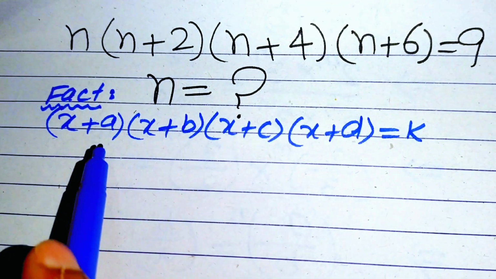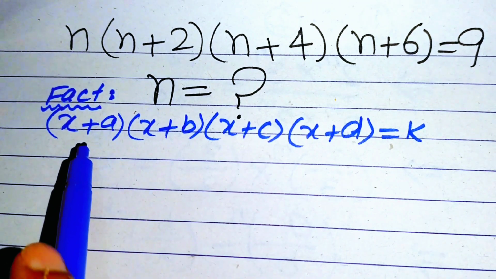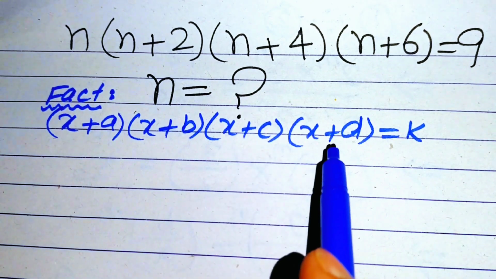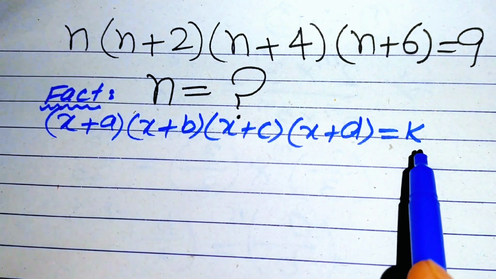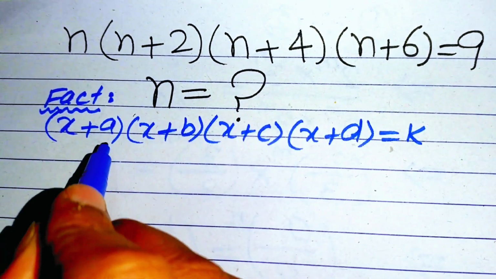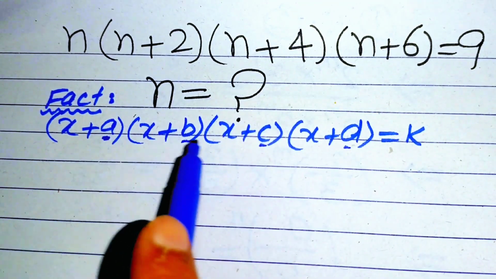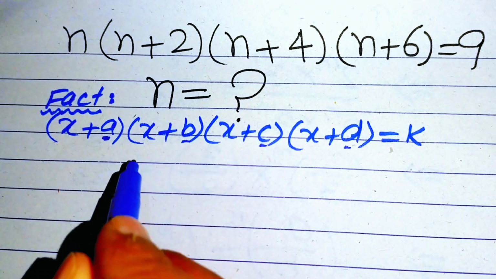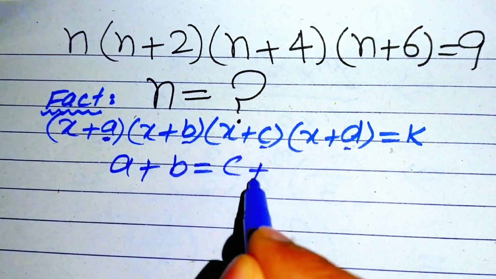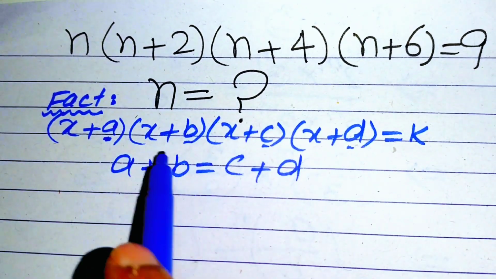So here we use this nice important fact. We know that if we have (x plus a) times (x plus b) times (x plus c) times (x plus d) equals some k, then we rearrange the factors in this way. If you add these pairs of terms, you get the same answer. It means that if we add a plus b, then its answer will equal c plus d. Then we arrange all these factors in this way.